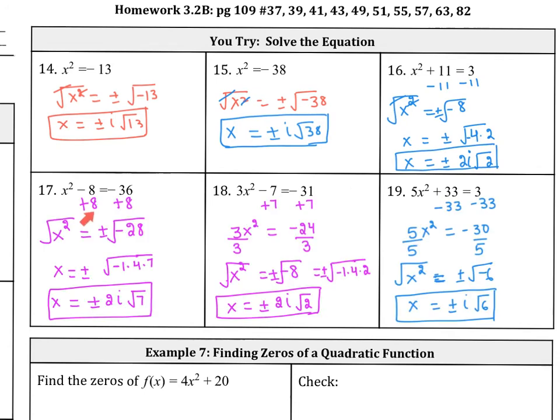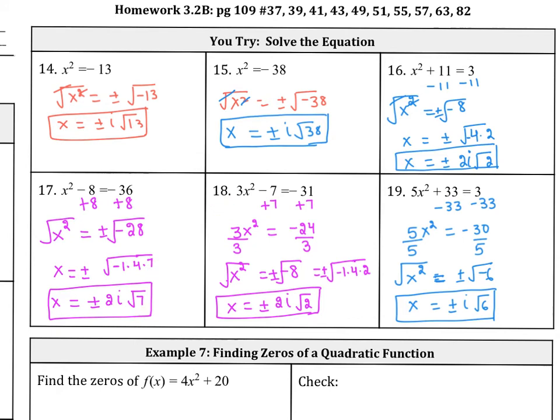Number 17, you're adding 8 on both sides. You get x squared equals negative 28. Now you're going to take a square root on both sides and write a plus or minus sign in front. Square and square root cancel. You got x equals plus or minus square root of negative 1 times 4 times 7. For negative 1, you write i outside, and for 4, you get the square root of 4, that's 2. Since 7 does not have a square root, it stays inside.